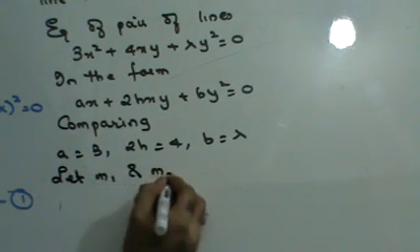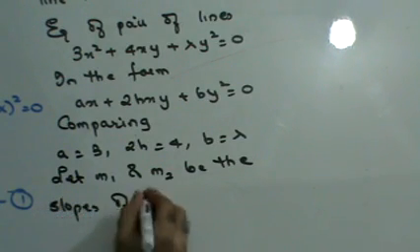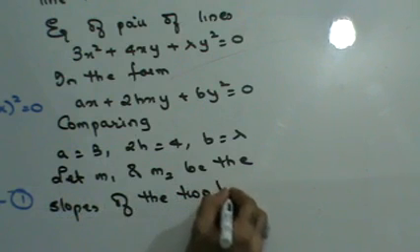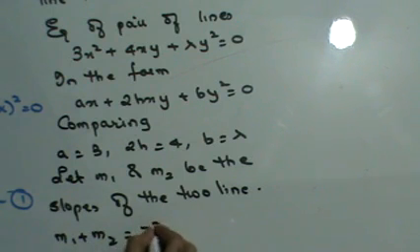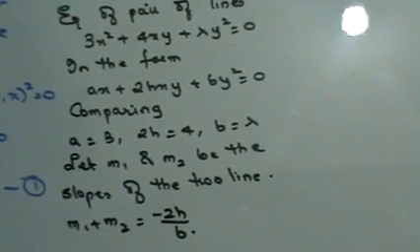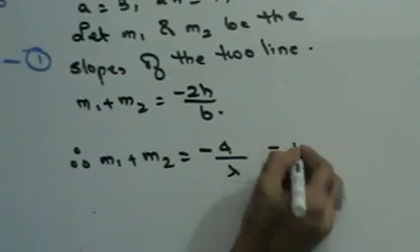Now once you have this, let m1 and m2 be the slopes of the two lines. If m1 and m2 are the slopes of two lines, then I can say that m1 plus m2 is nothing but minus 2h upon b. So I can therefore say that m1 plus m2 is minus 4 upon lambda. Right? Do we get this thing clear? Let's call this equation 1.